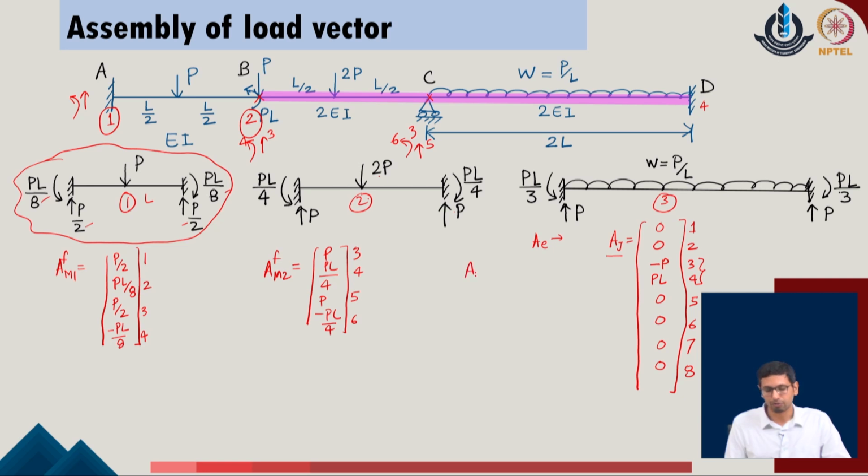Finally, we move to member force 3 as well, and we describe the contributions for the given system. We write the values again. The first is P, PL upon 3, the third one is P, and the final is minus of PL upon 3 in the given problem. We locate that this corresponds to member 3, which is having joints 3 and 4. So, it will be associated with the degrees of freedom 5, 6, 7 and 8 in the given problem.